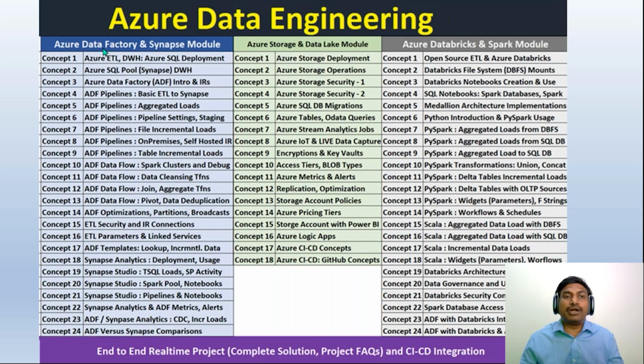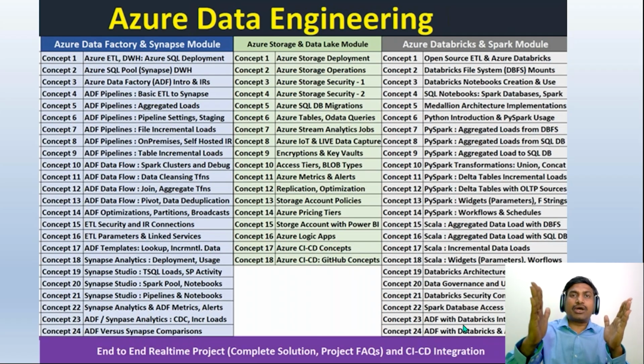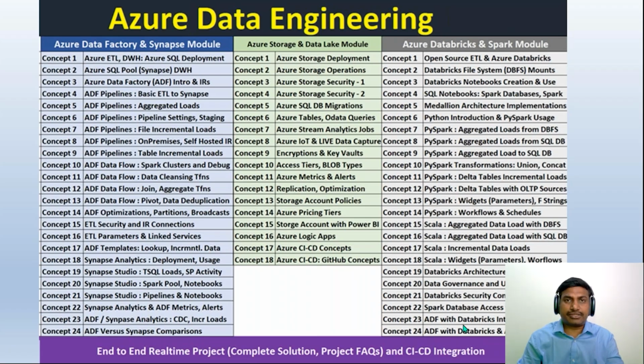We have the Data Factory module, zero coding, 100% user interface, 24 concepts. Databricks and PySpark module, additional 24 concepts on PySpark, Python related activities from scratch. So both user interface and Python oriented ETL, both are important for us. And a common backbone, that is storage and data lake. We need to implement this particular item as well.